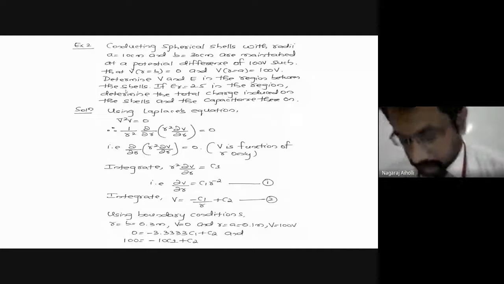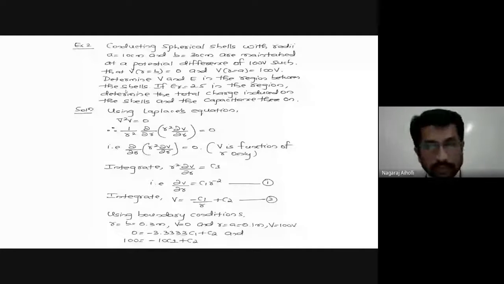So at R equal to B equal to 0.3 meters, that is 30 centimeter, converted into meter. 100 centimeter is 1 meter, 30 centimeter is 30 by 100, correct? That will be 0.3 meters. V equal to 0. Then at R equal to A equal to 0.1 meter, that is 10 centimeter, V equal to 100 volts. They have given it as 100 volts.